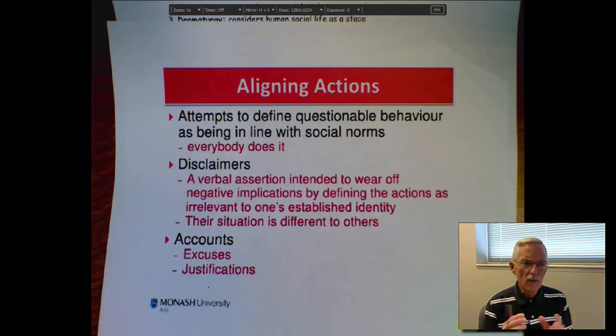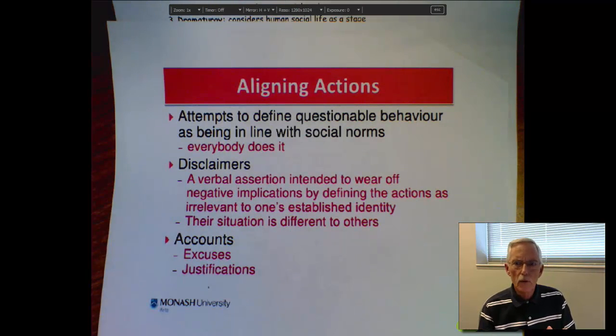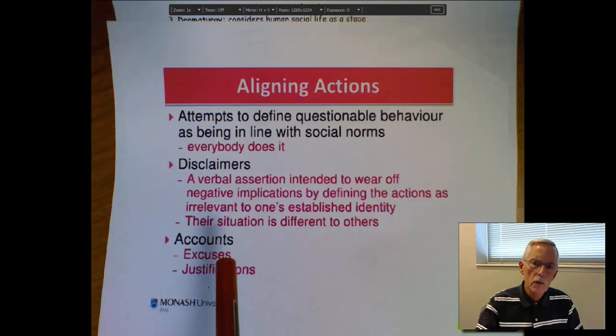Once again, our desire is to present ourselves in the most favorable way. Well, what if we can't? What if it blows up in our faces? Sometimes we can make verbal statements intended to remove any kind of negativity associated with this. We can make fun of ourselves, for example. But sometimes we're also going to use excuses or justifications.